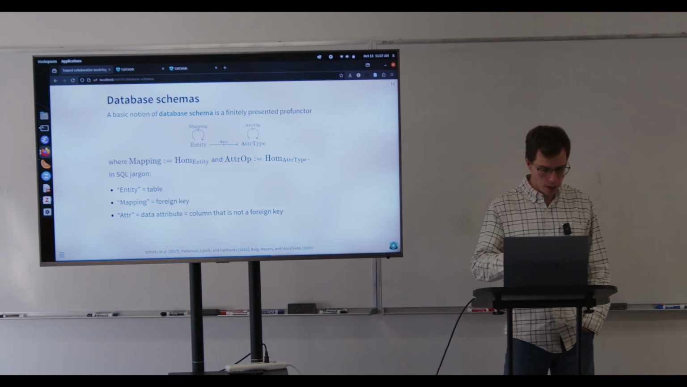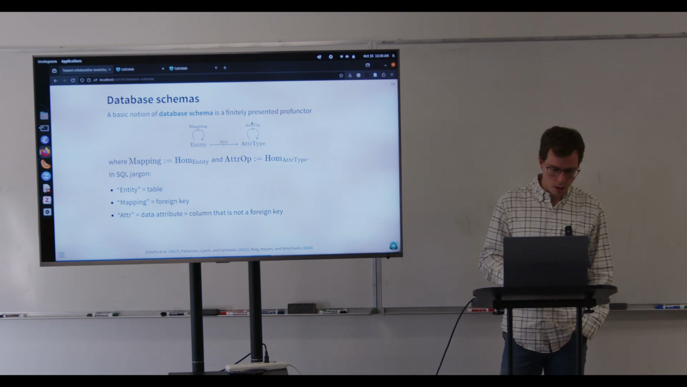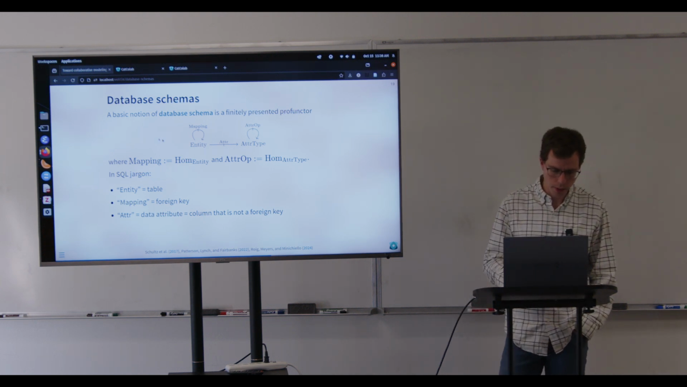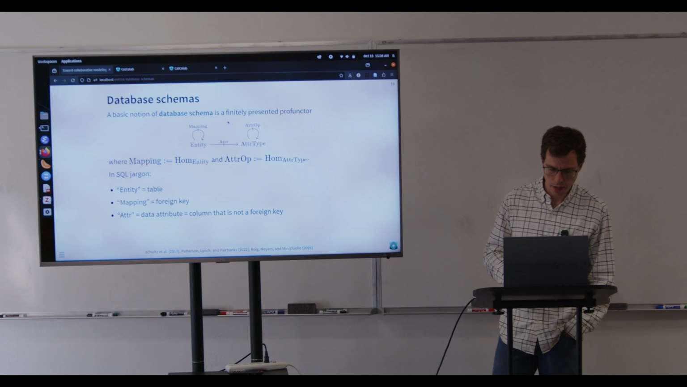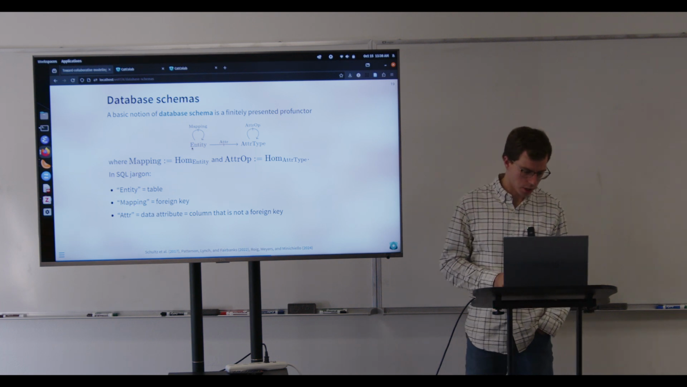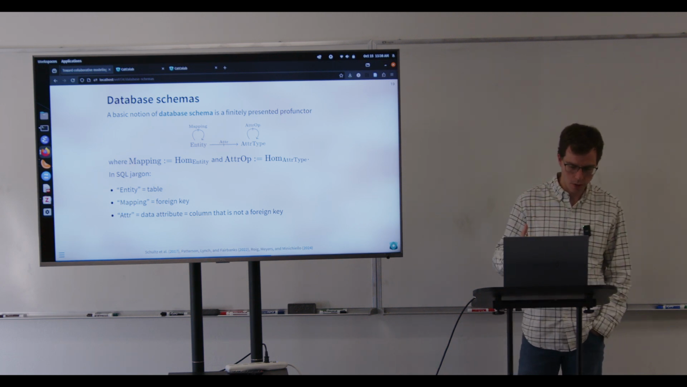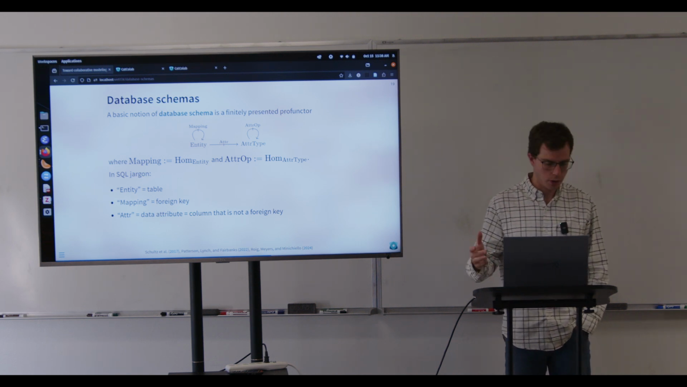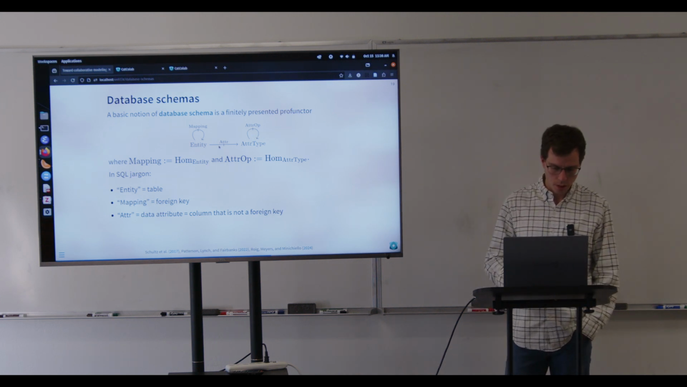So more briefly, I want to say a bit about the other example that we saw: database schemas. There are different flavors of database schemas in the literature on categorical databases. A nice simple one is to say that a database schema is a profunctor that is, let's say, finitely presented. The interpretation is that the source of that profunctor is the category of entity types and of mappings, or foreign keys, between those. And the target of that profunctor is the attribute types, like string or JSON or whatever. And the morphisms in those are operations on attributes, like negation of Booleans or something.